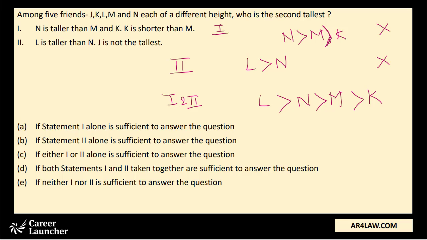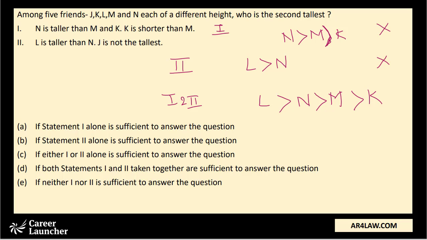Now we see J is not the tallest. So we know J is not taller than L, but where we place J is not clear to us. J could be taller than M, or shorter than N, or J can come between M or K. So where to place J is not clear, so we cannot answer this particular question, who is the second tallest.